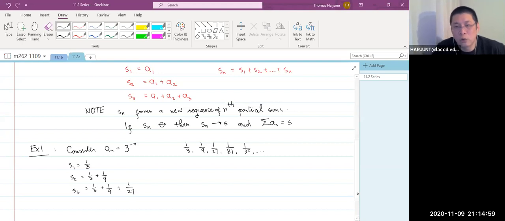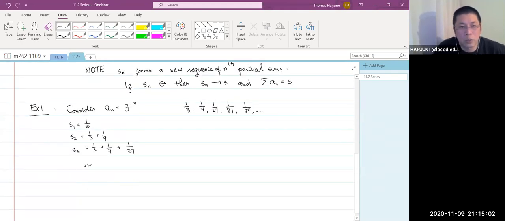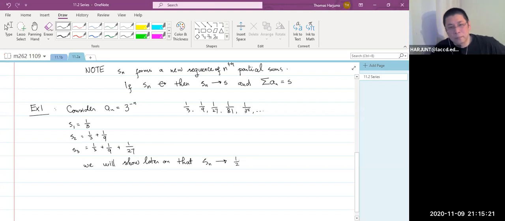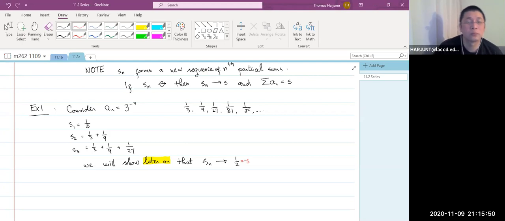Okay, now we will show later on that Sn is convergent to 1/2. Okay, but that's later. Well, you learned that actually in algebra 2. This is a geometric series. Now this 1/2, because it is convergent, we call the series equal to 1/2 because it's convergent.